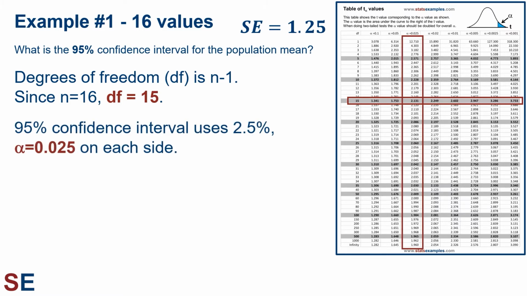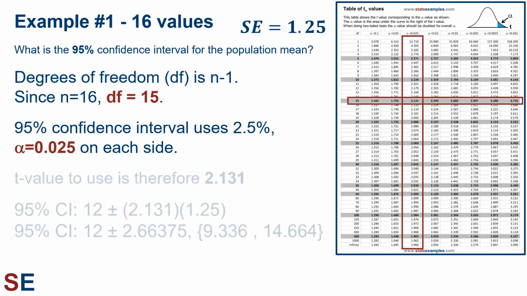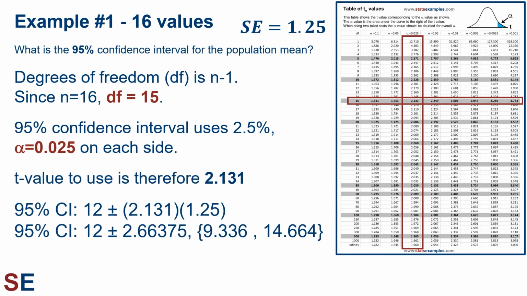Next, we need our alpha value. A 95% confidence interval uses a 2.5% alpha value on each side. So in the table, we'll be using the column for alpha equals 0.025. The t-value to use is therefore 2.131.